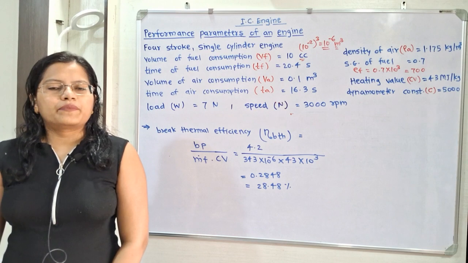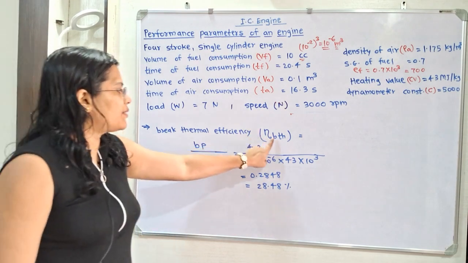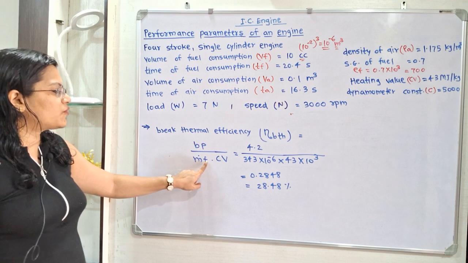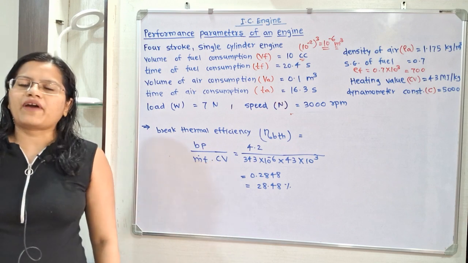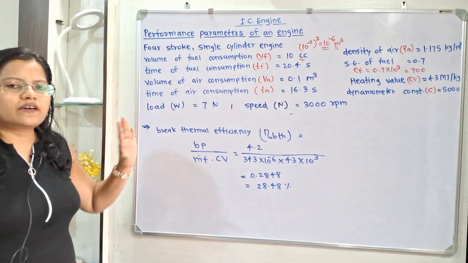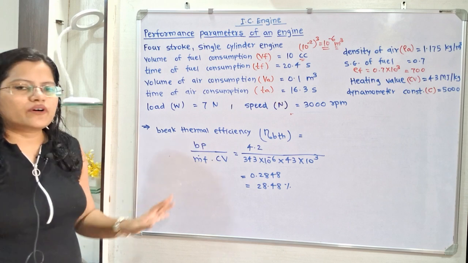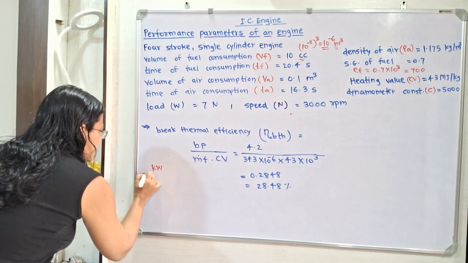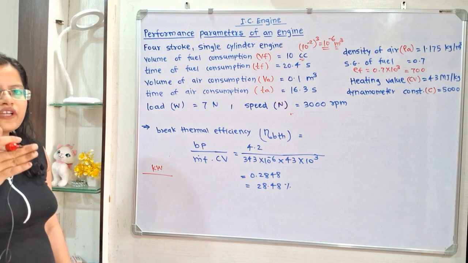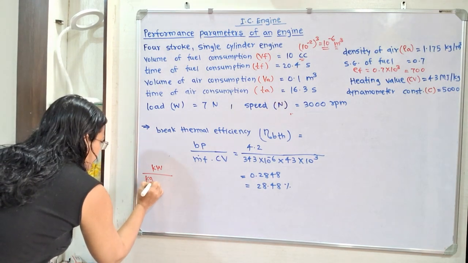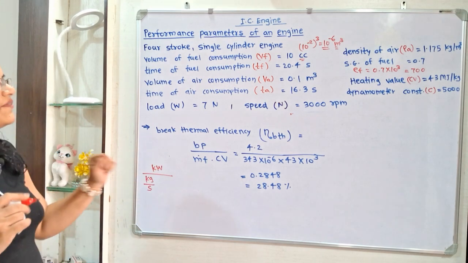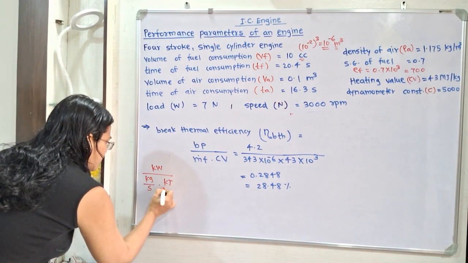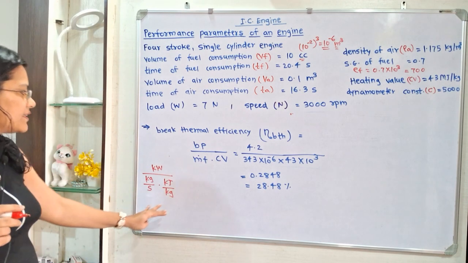Now we will calculate brake thermal efficiency, that is eta BTH. Its formula is brake power divided by mass flow rate of fuel multiplied by calorific value of the fuel. Now we will consider standard units. Brake power we have to consider in kilowatt, divided by mass flow rate of fuel, which is in kilogram per second, and calorific value, which is kilojoule per kilogram.